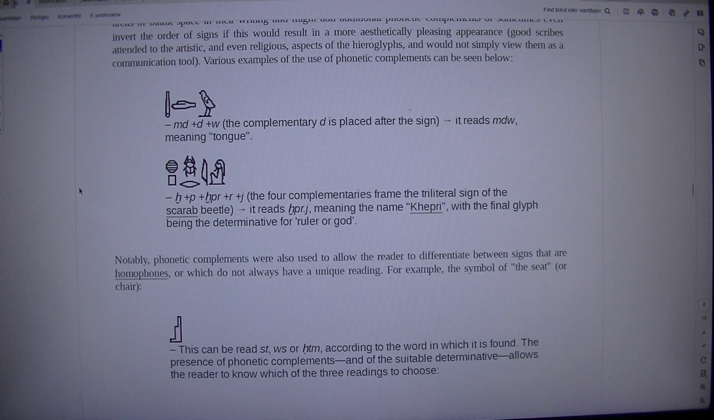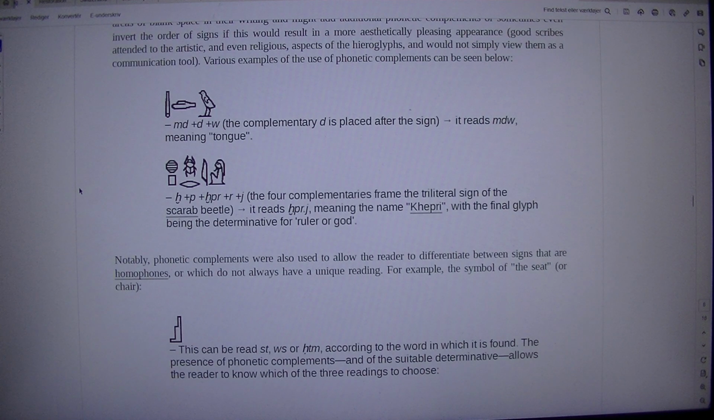Notably, phonetic complements were also used to allow the reader to differentiate between signs that are homophones, or which do not always have a unique reading. For example, the symbol of the seat, or Q1. This can be read ST, WS or TM, according to the word in which it is found. The presence of phonetic complements and of the suitable determinative allows the reader to know which of the three readings to choose.